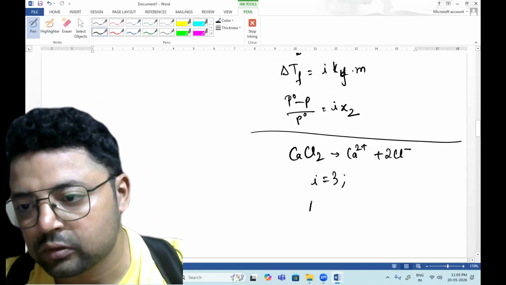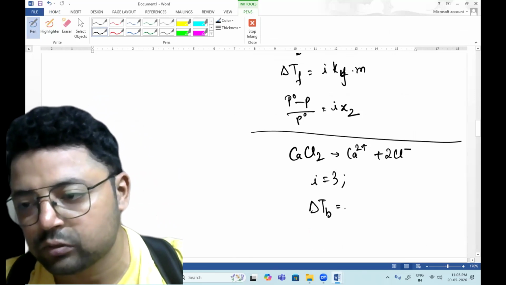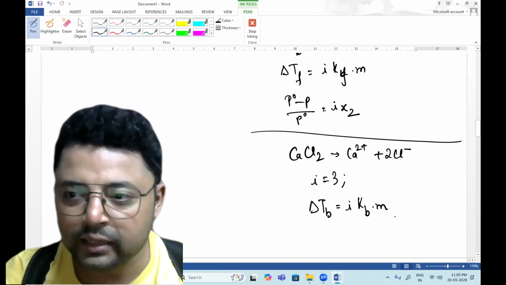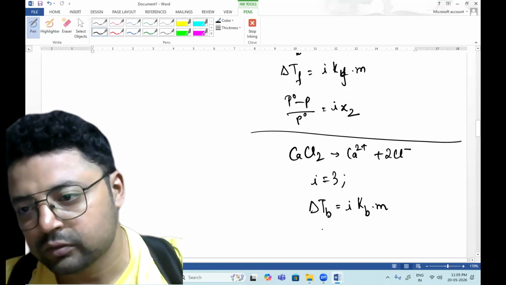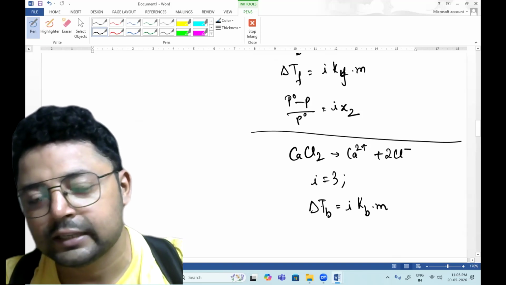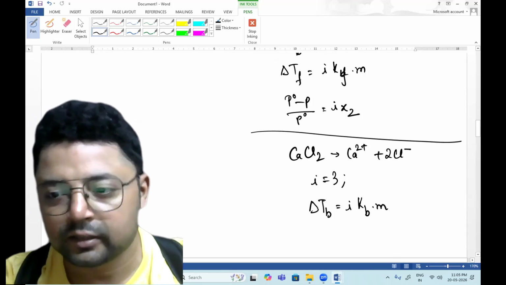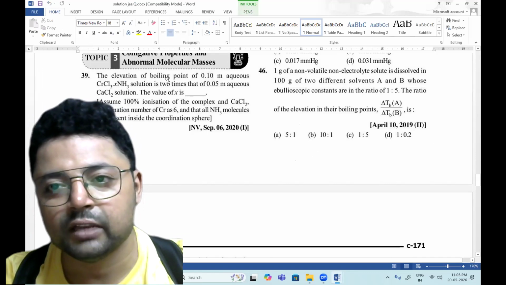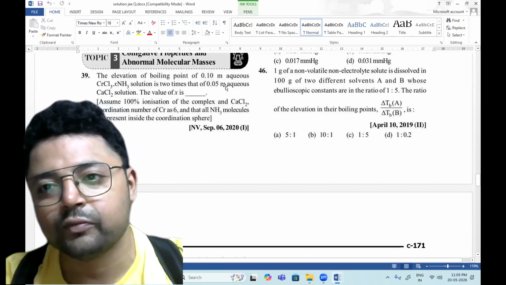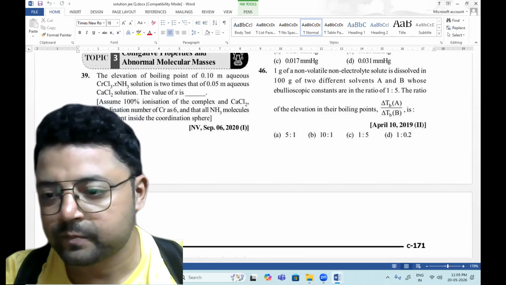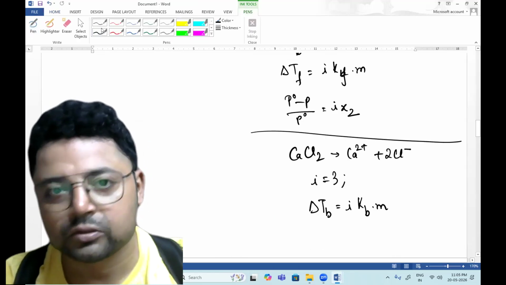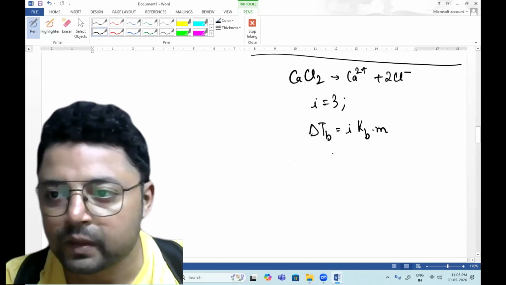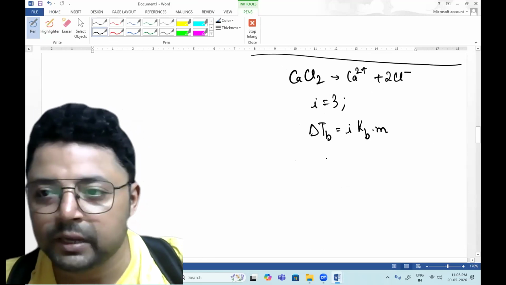So elevation of boiling point is equal to i Kb into m. So what will be the value of this ΔTb? In this question they have said that the elevation of boiling point of this is twice that of this one. So here ΔTb is i Kb times m.